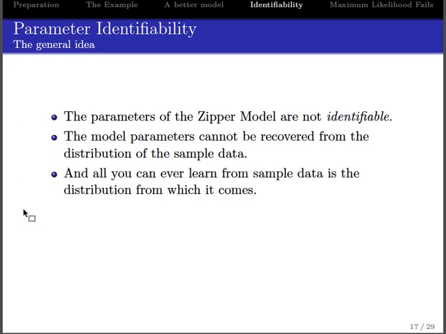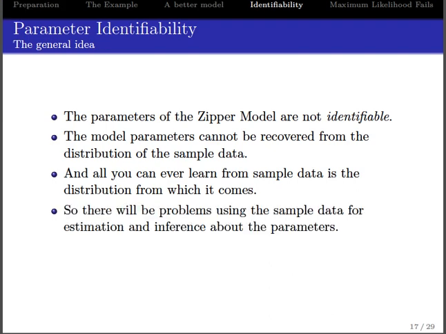All you can ever learn from sample data is the distribution from which it comes. You won't even learn that exactly, but as the sample size gets bigger and bigger, you get closer and closer to learning what the distribution of the data is. But if the distribution, even if you knew it perfectly, can't tell you what the parameters are, then how can the sample data give you even an acceptable guess at what the parameters are?